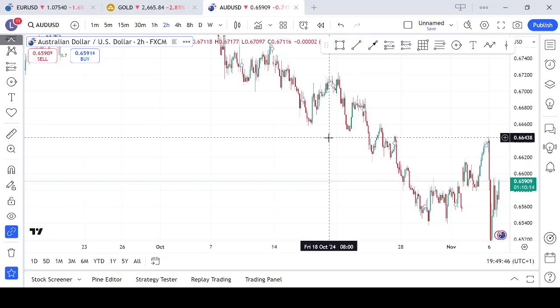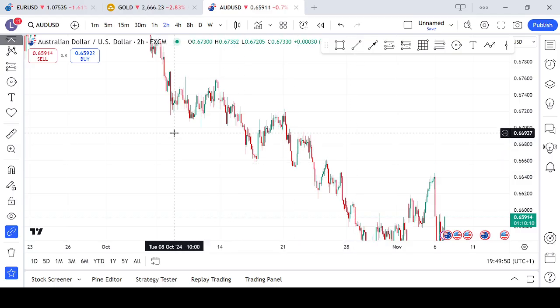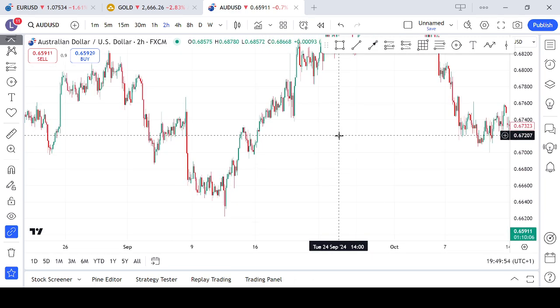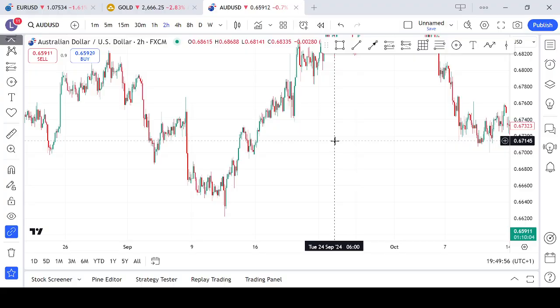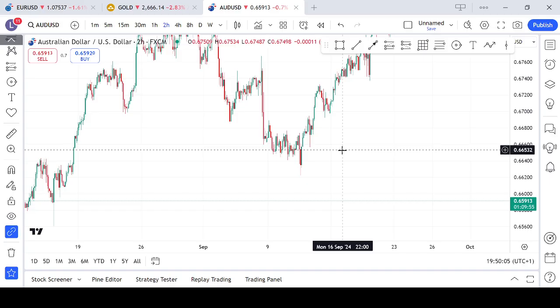So the Fibonacci retracement is a powerful technical analysis tool based on the famous Fibonacci sequence. These levels help traders identify potential support and resistance areas, making them invaluable for determining entry and exit points in swing trading. So the key Fibonacci retracement levels are 23.6%.